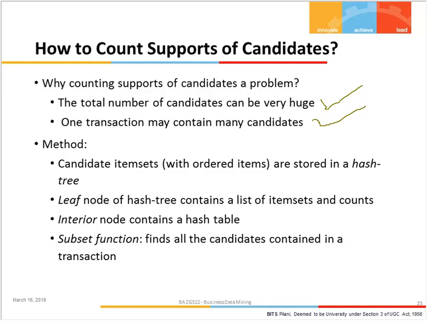The hash tree will have leaves. We store the item sets and the counts in the leaf nodes, and interior nodes contain a hash table that divides the items, where, given an item set, it decides which path it should go down and reside in that tree. This will also require a mechanism whereby we can find the candidates for a transaction, that is, what are all the candidates that are supported by the transaction.